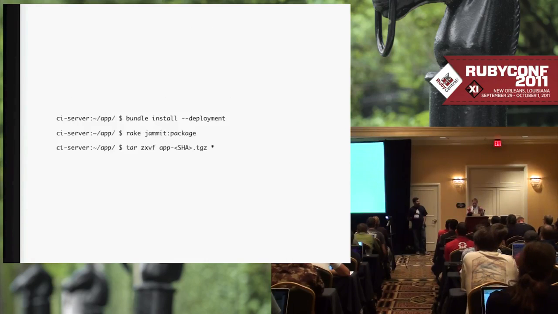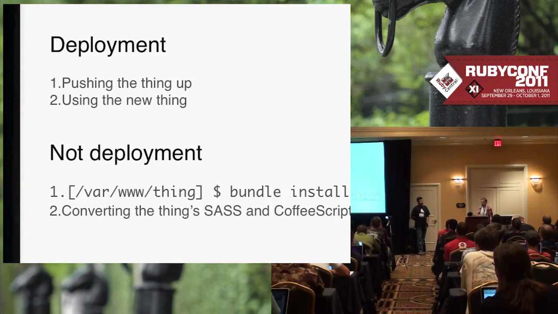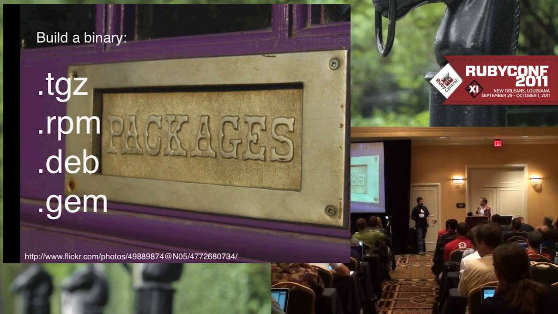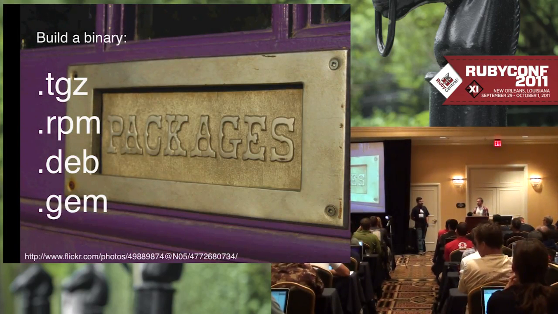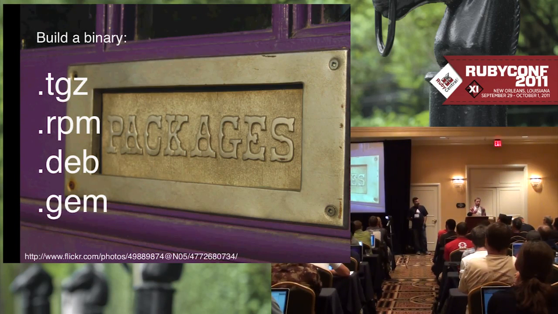These three things can and should happen earlier than deployment. Deployment involves pushing the thing up and then using the new thing. Bundle install doesn't need to be part of deployment. Converting Sass and CoffeeScript does not need to be part of deployment. Build a binary, build a tarball, use your operating system's native packaging format. I've even heard of some folks building a gem out of their deployable artifact and releasing it that way.